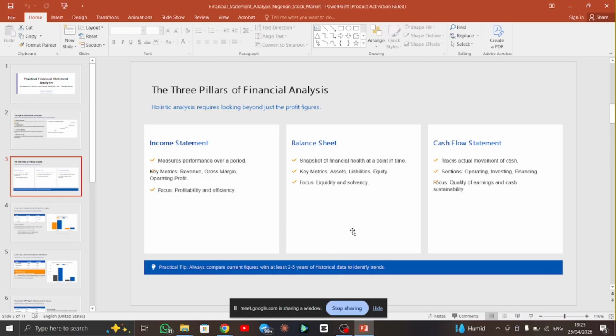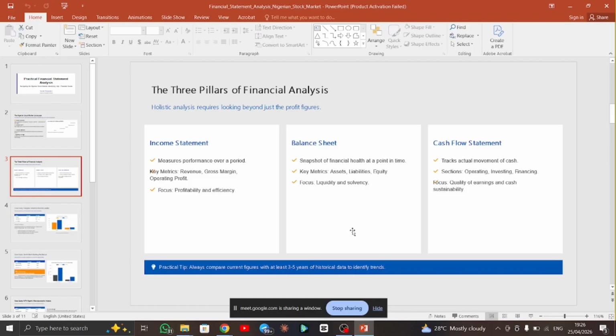Yes, sir. So like I was saying, the income statement measures the performance of the company over a period of time. How much did this company make in 2025? How much did they make in 2024? So that's what the income statement is all about. It shows you the key metrics: the revenue, the gross margin, and the operating profit.